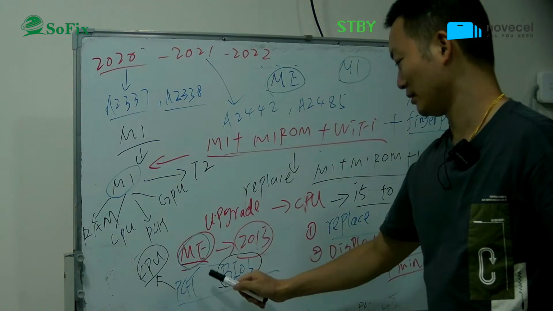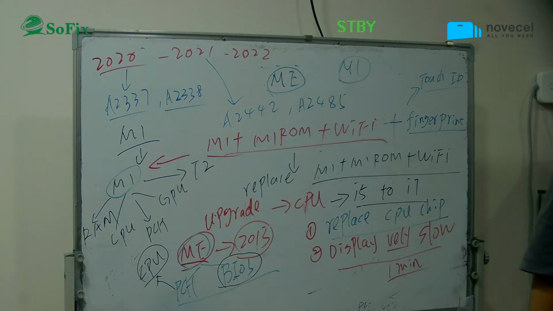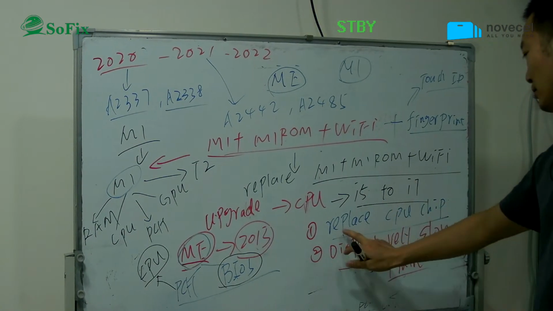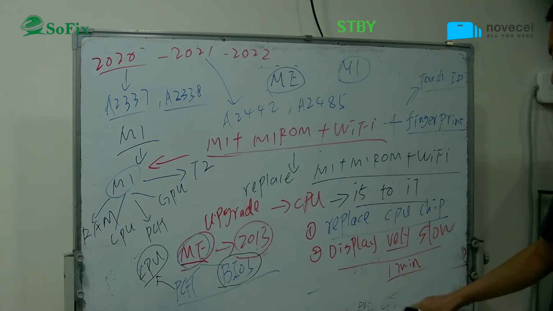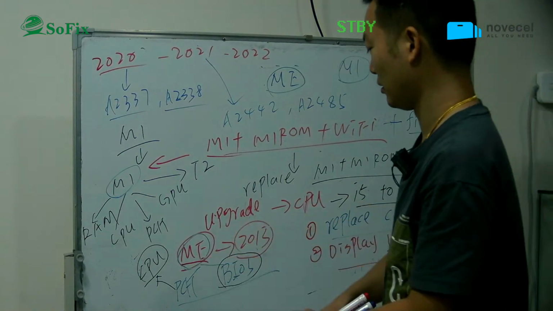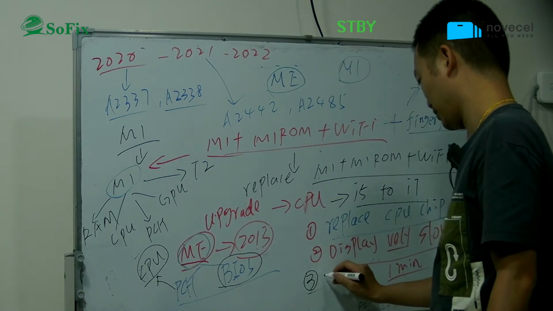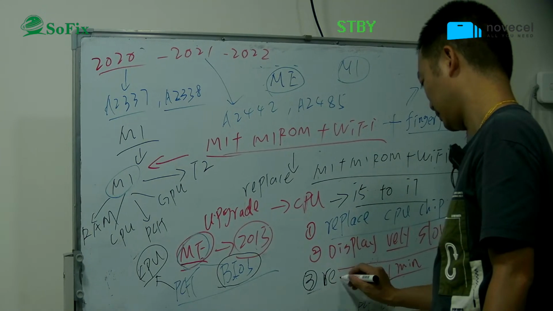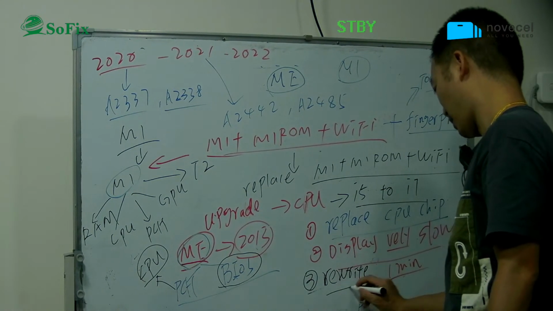This one, ME, one side in the PCH, other side in the CPU. And before you talked about upgrading the i5 to i7, you must replace the CPU chip. Then the display is very slow, so you must write the original BIOS data. Number 3, to rewrite BIOS data.